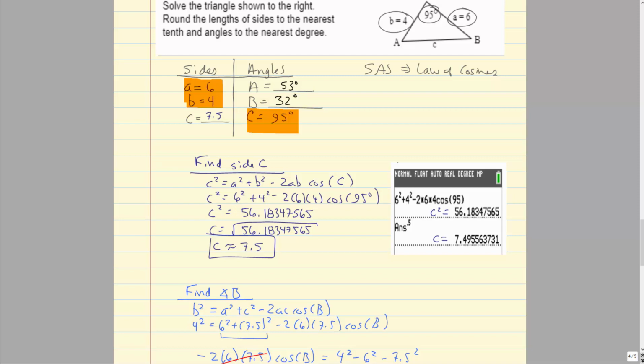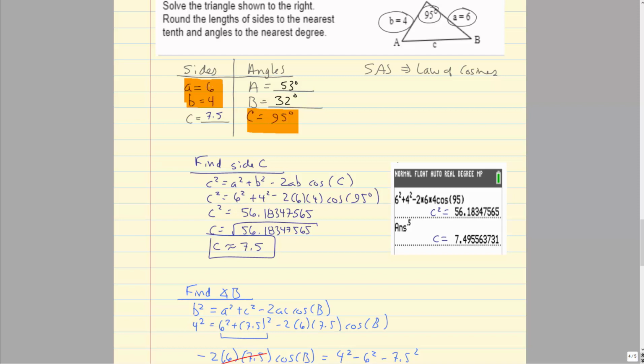Now let's notice a couple interesting things here. The shortest side is 4. The shortest angle is opposite that at 32. So shortest side, shortest angle are the same. Longest side, largest angle are opposite each other, and that's always going to be the case.